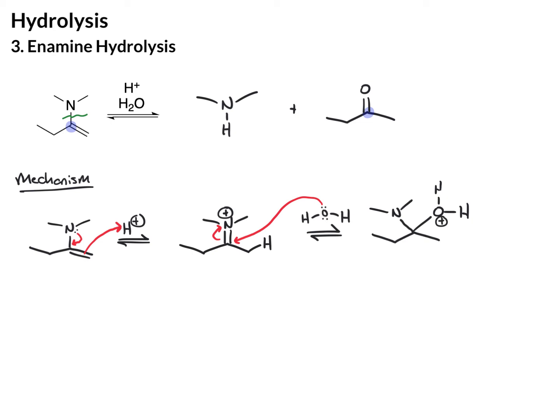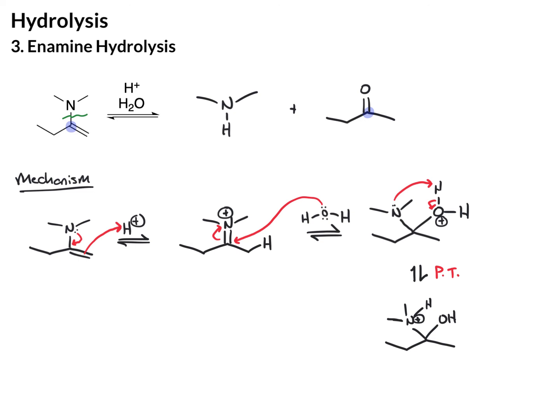From here, now we're going to transfer the proton from the oxygen to the nitrogen, and I'm going to use a lone pair on the nitrogen to do that. So we're going to do the shortcut here for proton transfer. Now I'll end up with the protonated nitrogen and the alcohol. So now that protonated nitrogen is a good leaving group.